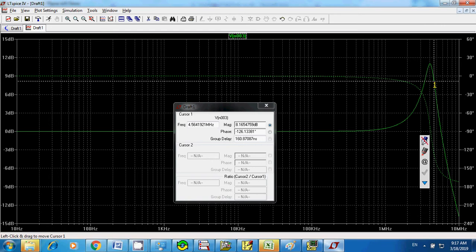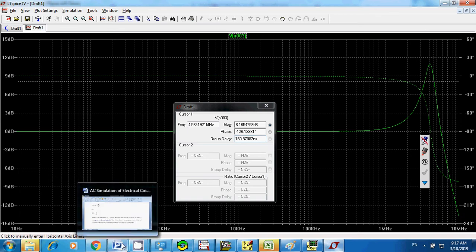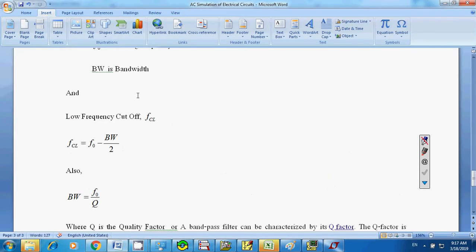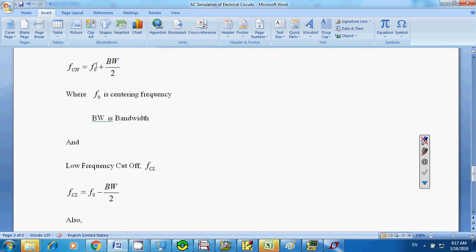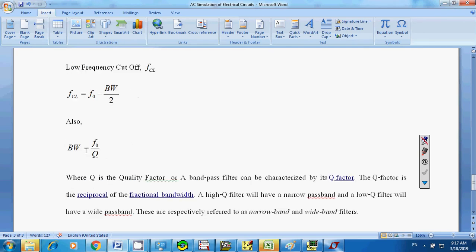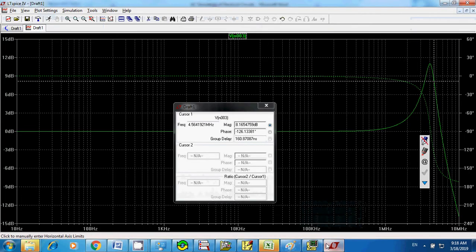And the difference between the cut high frequency and the cut low frequency gives you the bandwidth, just like this one, cut low and cut high. And you can also look for Q, which is equal to F0 divided by bandwidth, right? You can get that information, or get the number, from the plot. Okay, so that's pretty much it for the lab with LTSpice IV, doing AC simulation of electric circuit analysis, or the series resonance RLC circuit.